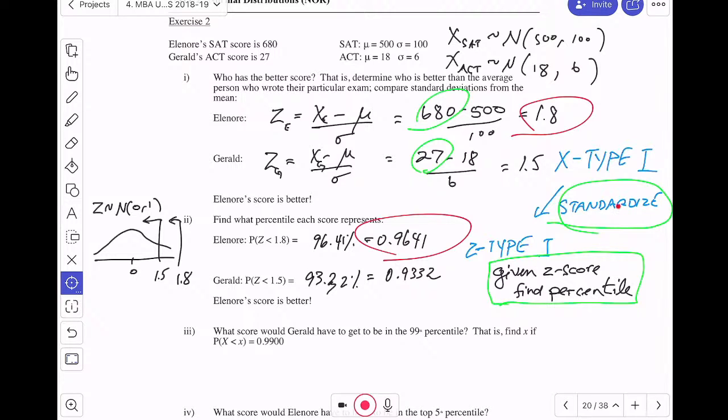Okay, so we standardize any other problem that's normal but not standard normal. We standardize first, convert it to standard normal, and then look in the table to find the percentile. So Z to percentile. The other approach, or the other type of questions I ask you, I refer to as backward problems, or X type 2.